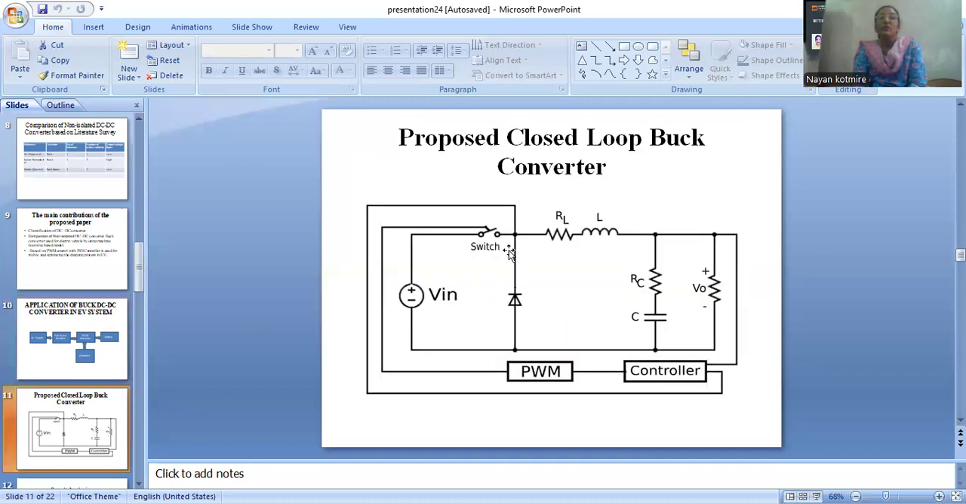So this is the proposed closed loop buck converter. In the buck converter, the switch is controlled by a pulse width modulation technique, that is, the duty cycle is controlled. Traditionally, the PID controller and pulse width modulation control technique used for the buck converter are based on the feedback loop. So use of machine learning based control for the buck converter will allow real-time operation and optimize the charging of the battery of the electric vehicle.